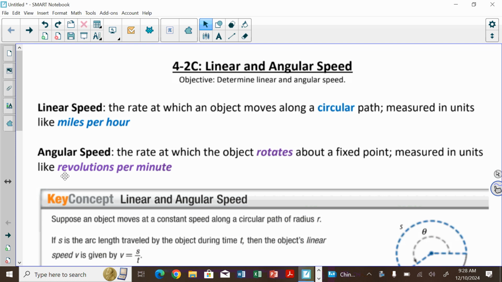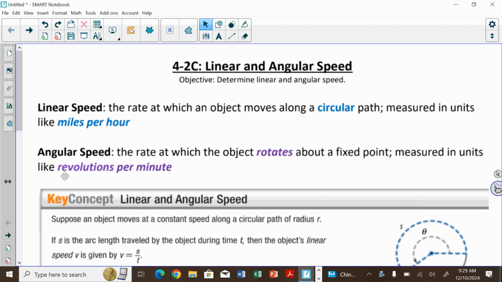Okay, 4C, 42C. So we're in the last part of this section. We're going to talk about linear and angular speed. Those two things really are what we have to compute. And then there's a little bit of dimensional analysis that goes along with it when we're converting from different rates.